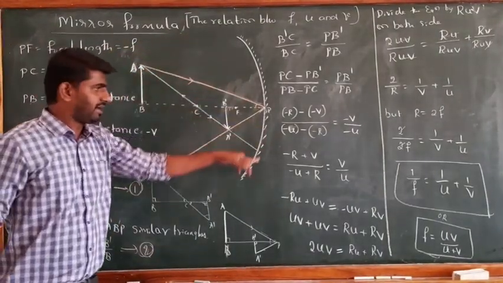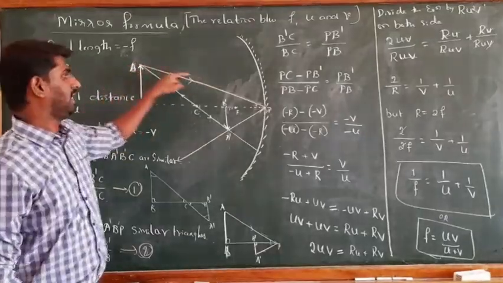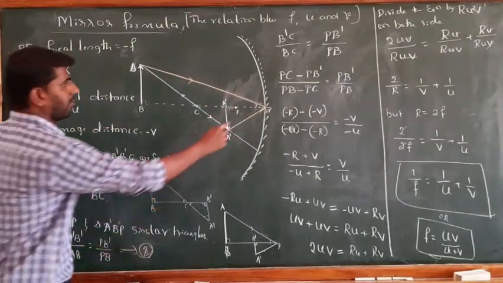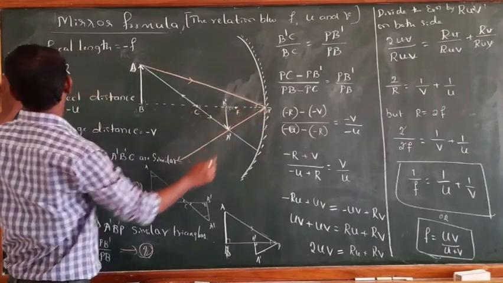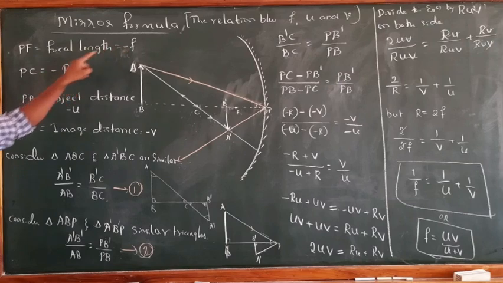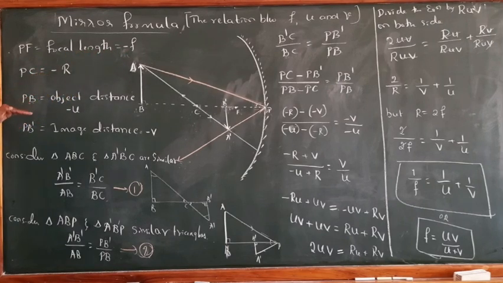So first I'll draw the ray diagram, and this is the incident ray and this is the reflected ray. So PF, from P to F, is the focal length, PC is the radius of curvature, and we know the sign convention, so that's why it is negative. PB dash is the image distance, PB is the object distance.